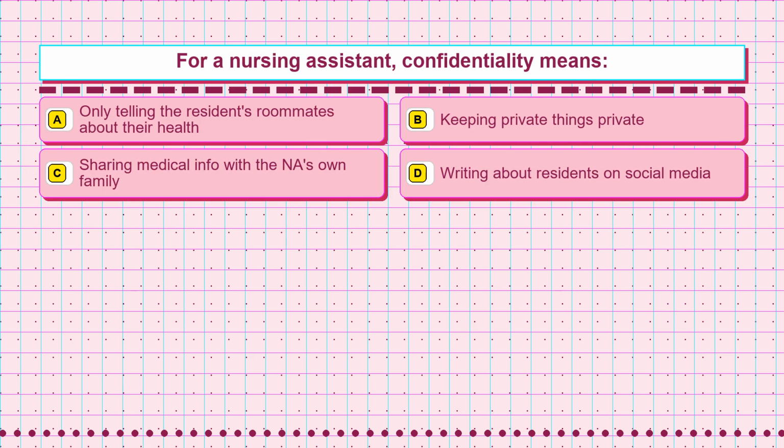Question 100. For a nursing assistant, confidentiality means: Option A, only telling the resident's roommates about their health. Option B, keeping private things private. Option C, sharing medical info with the NA's own family. Option D, writing about residents on social media.